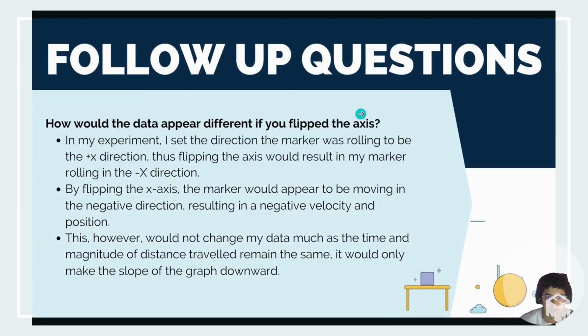So follow-up questions. How would the data appear different if I flip the axis? So in my experiment, I set the direction the marker was rolling to be the positive x direction, thus flipping the axis would result in my marker rolling in the negative x direction. By flipping the x-axis, the marker would appear to be moving in the negative direction, resulting in a negative velocity and position. This, however, would not change my data much, as the time and magnitude of distance traveled remained the same. It would only make the slope of the graph downward.